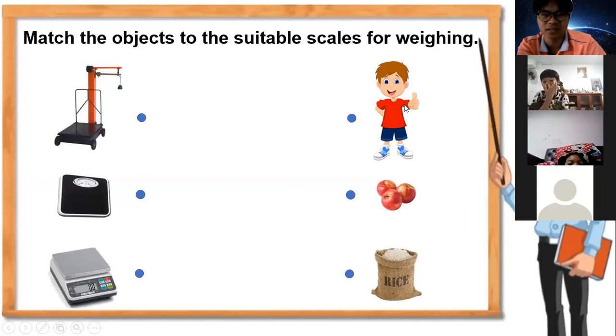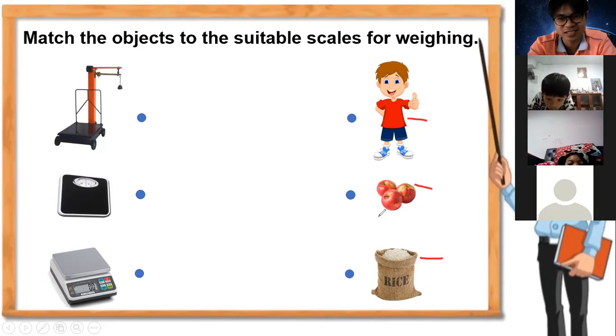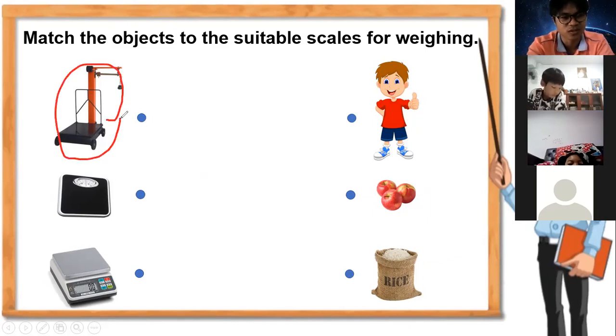Okay, so take a look at the screen here. Let's try to match the objects to the appropriate scales for weighing. What do you think is the appropriate object using this platform balance? Which do you think is the appropriate object here to measure? The boy, apples, or rice? Which one is appropriate for this measuring tool?